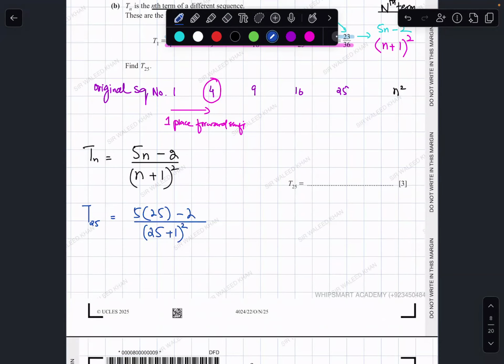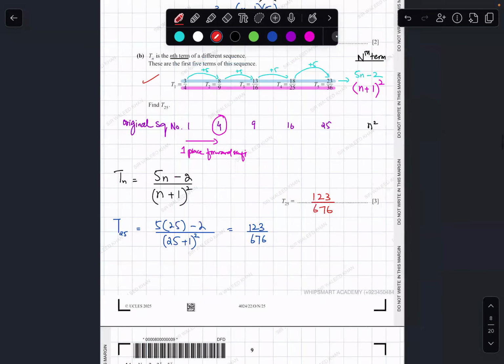So it's 123 over 676. Yes. And the final answer? Okay, that's fine, decimal or fraction, that's fine. 123 over 677. Because we are dealing with fractions, keep it in fractions.